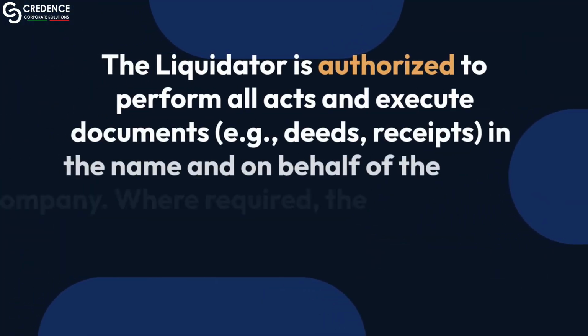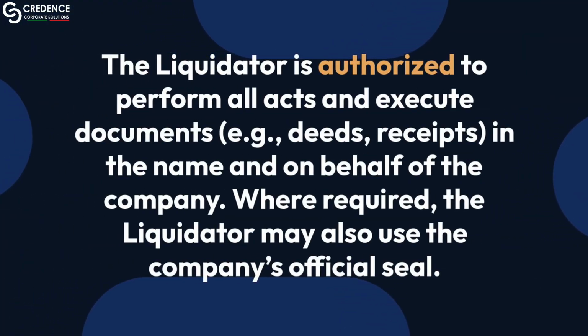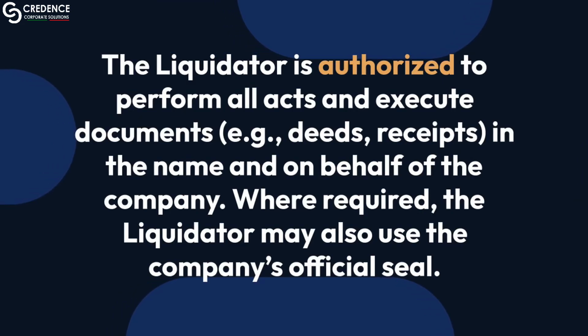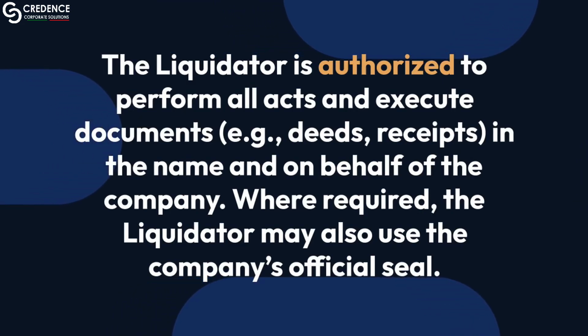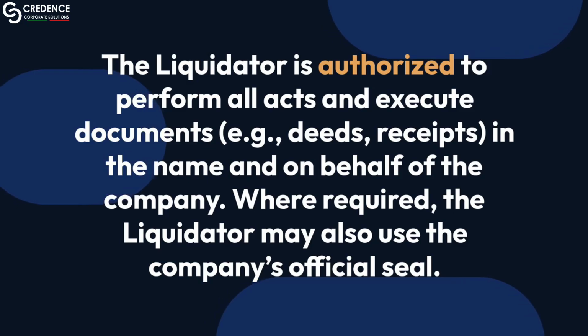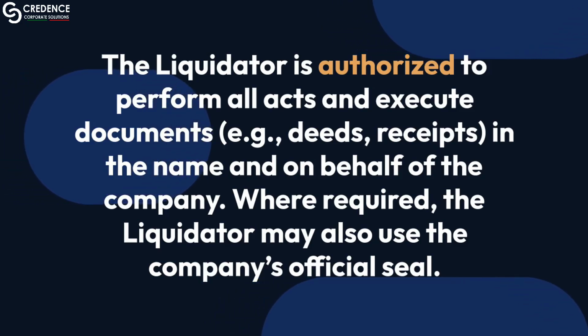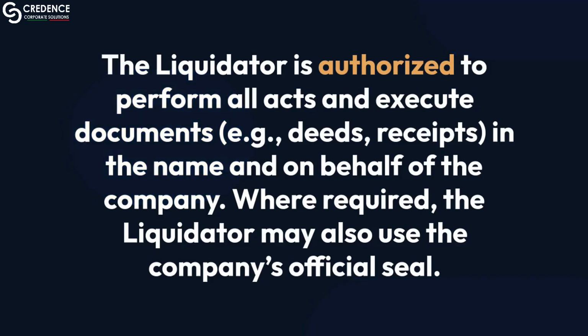B. Executing documents and using the company's seal. The liquidator is authorized to perform all acts and execute documents, for example, deeds and receipts, in the name and on behalf of the company. Where required, the liquidator may also use the company's official seal.